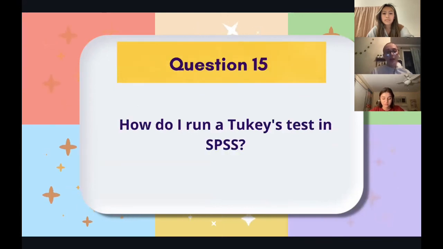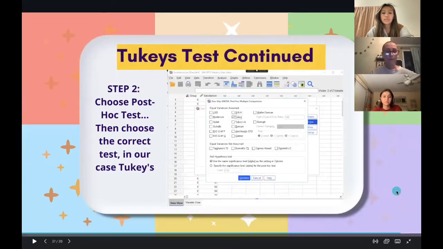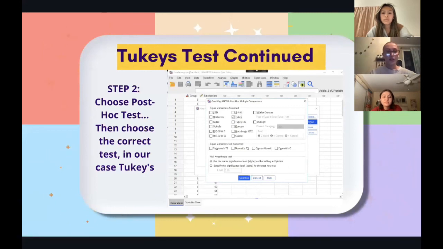Question 15. How do I run a Tukey's test in SPSS? So for this one, it's kind of like the similar steps that we saw with the Bonferroni method. But so step 1, you go to analyze and then compare means, and then you click on the one-way ANOVA. Next, you choose your post-hoc test. So for this one, we're doing Tukey's. So you just click the Tukey's box, but you could use any of these tests and it would come out the same.